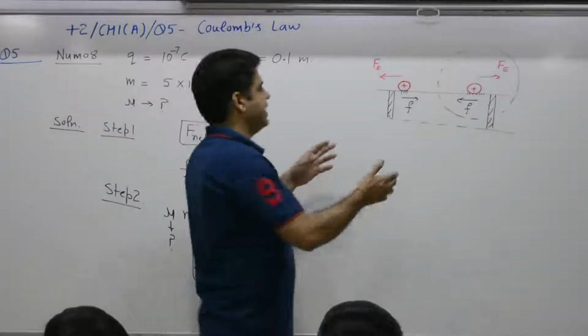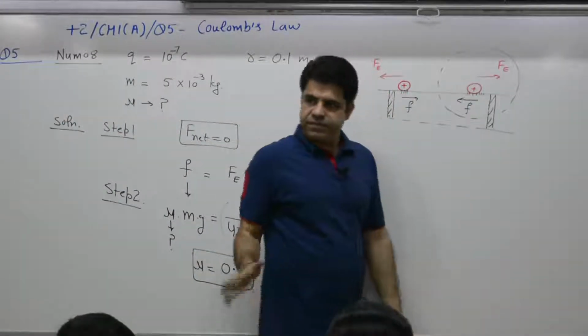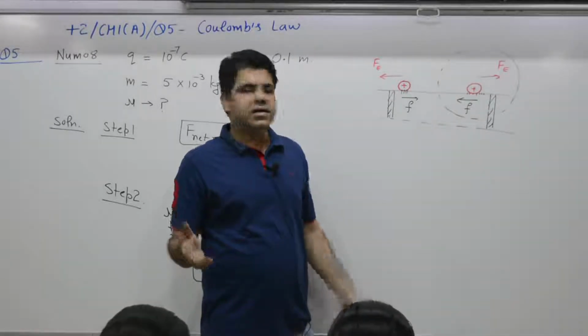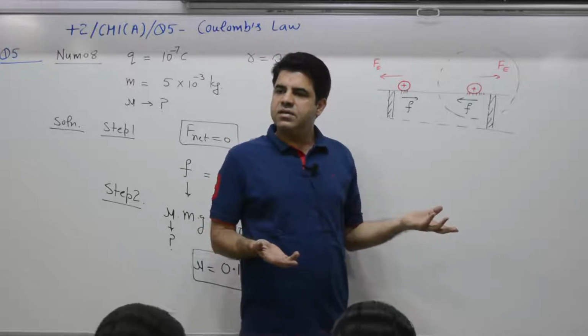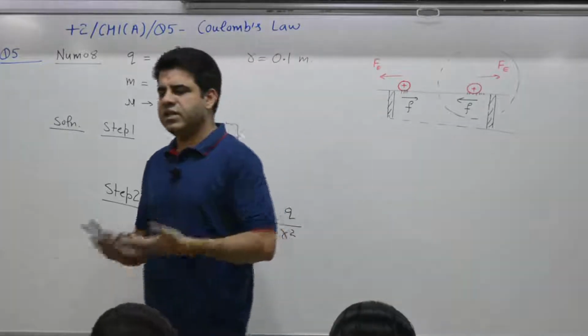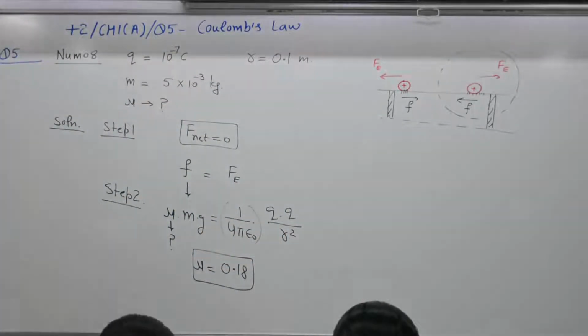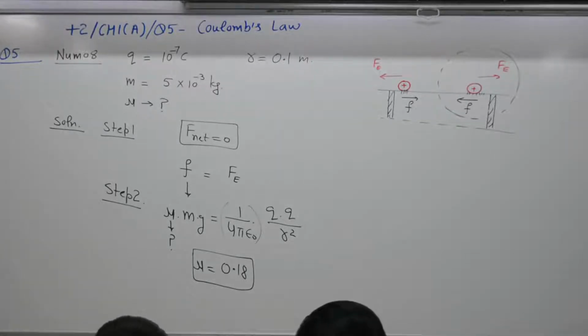No doubt, you can take one as positive, the other as negative. But in that case, the direction of friction will change. You can take the other case, even then the answer is same. It is given in the question that both have charge 10 to the power minus 7, which means either both are positive or both are negative. Even if you take one positive and the other negative, you get the same answer.